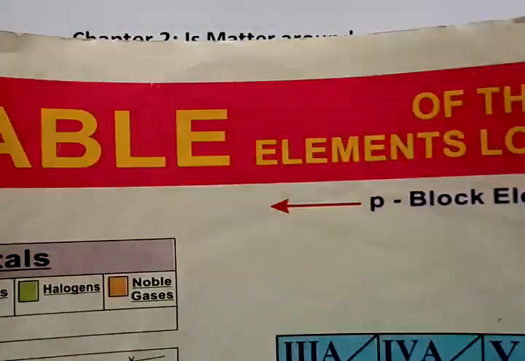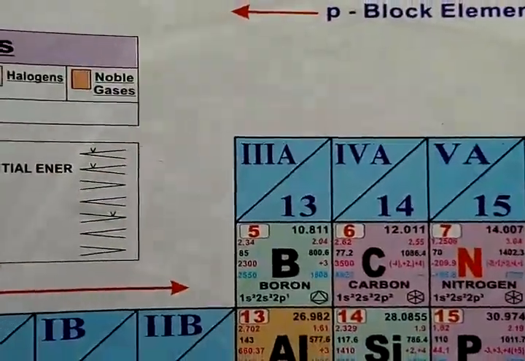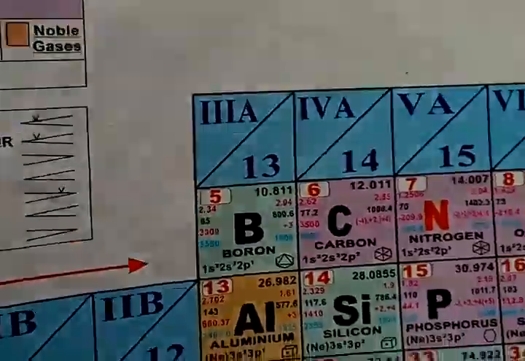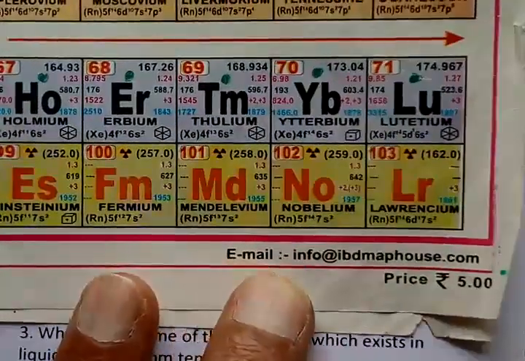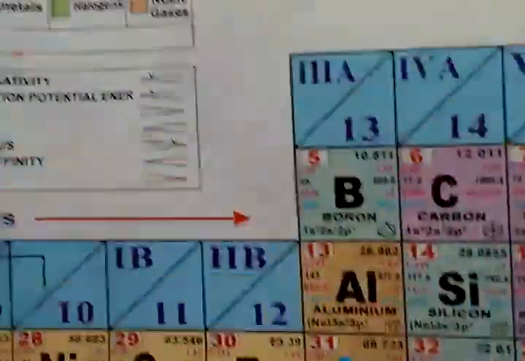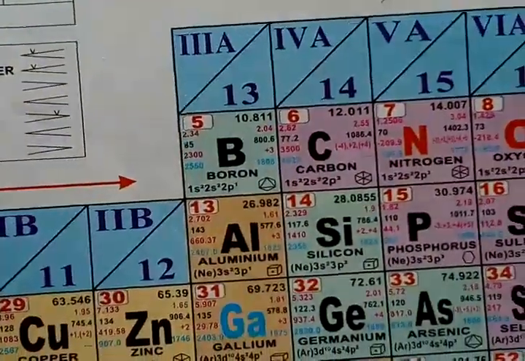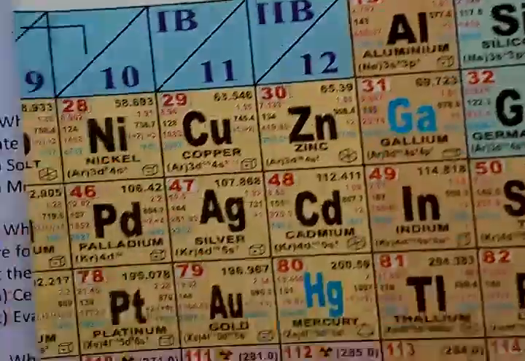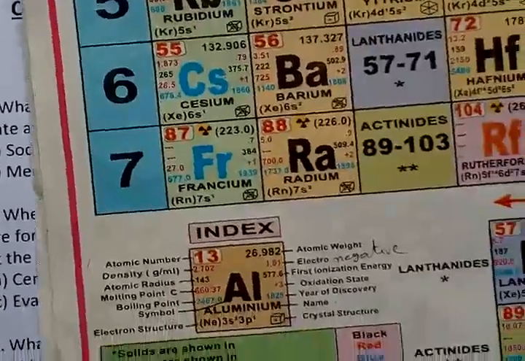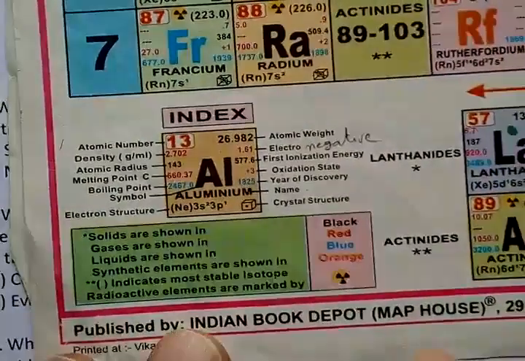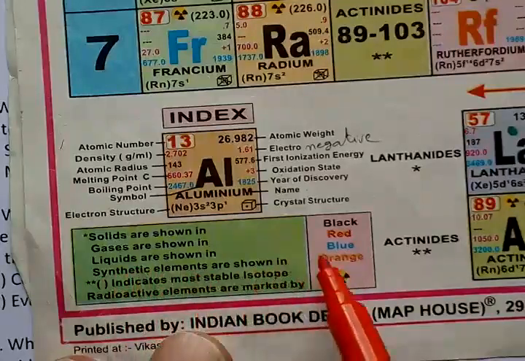So let me show it in the periodic table. See, this periodic table is available in the bookstores, all the bookstores, and the value of this is just 5 rupees. So you buy this and then keep this along with you when you are reading chemistry. Okay. Here, see, blue color represents liquids. Liquids are shown in blue color.